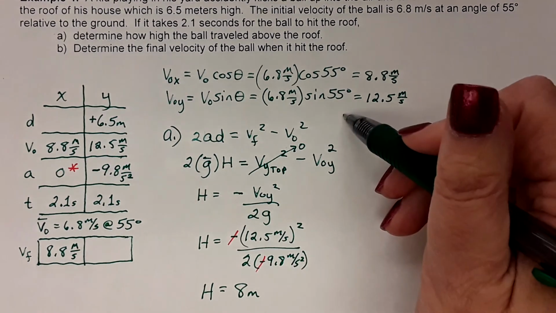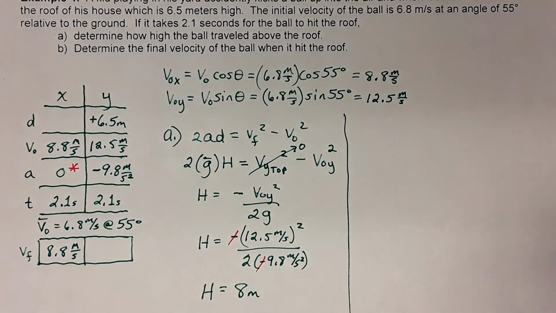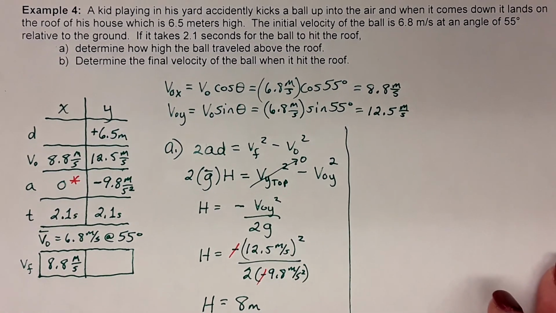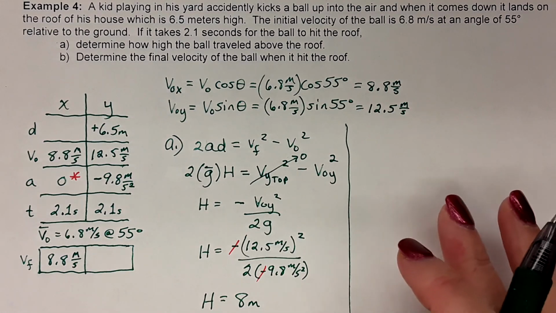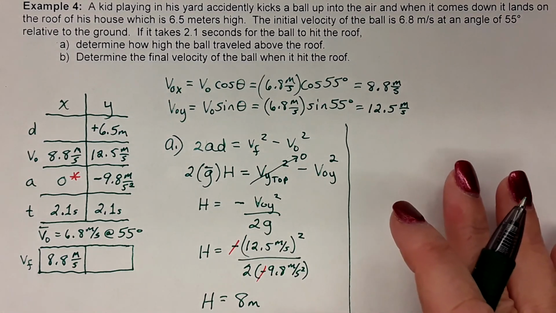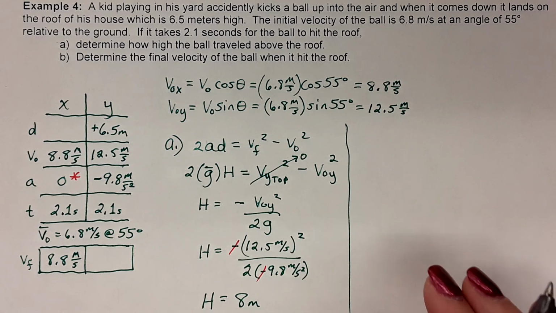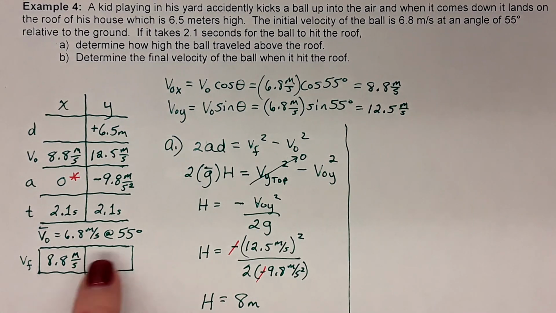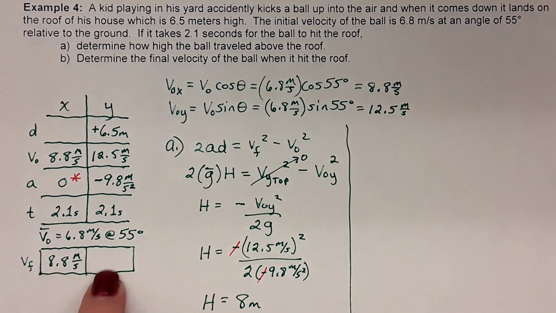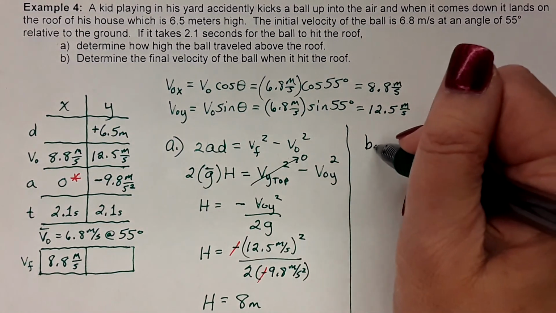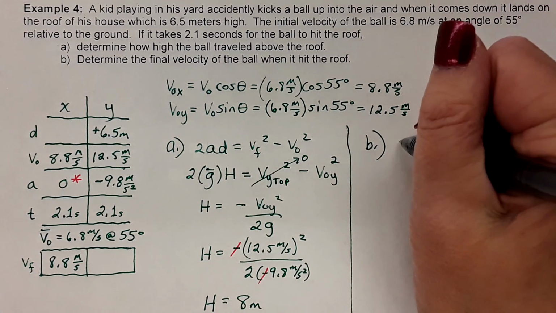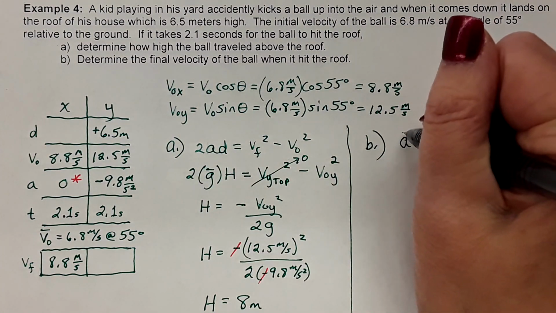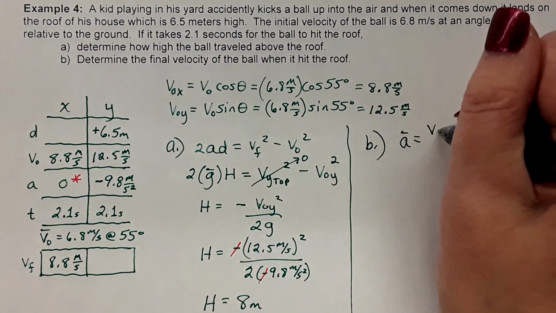Okay. Now, on part B, they want us to determine the final velocity of the ball, magnitude and direction, because it's a vector. In order to do that, we need both components of the final velocity. At the moment, we only have one. So how do we find this component? Simple. We're going to use the definition of acceleration.